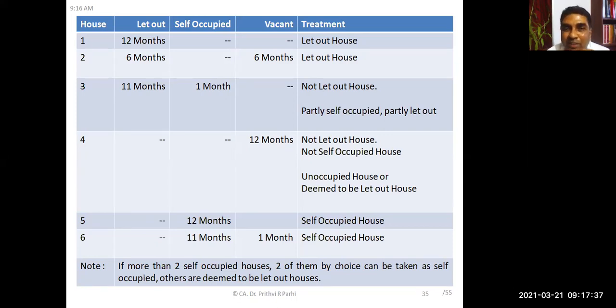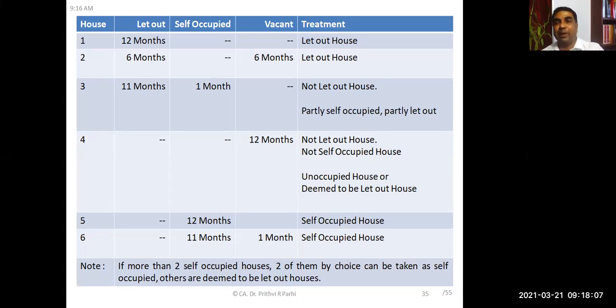Let us say 3 houses are there, house A, B, C. You may choose A, B, or B, C, or C, A, any 2 by choice. That is the assessee's option. Practically he is self-occupying 3 houses, but 2 he can claim as self-occupied house. The other one, even if it is self-occupied, shall be deemed to be let out house. Deemed to be let out house.